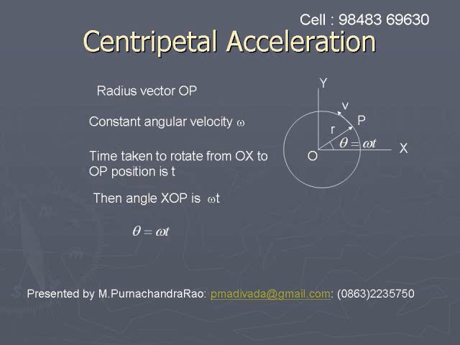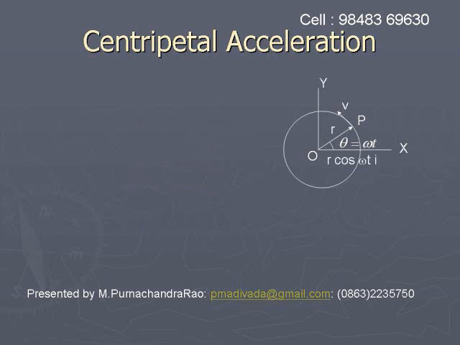Now the radius vector r can be expressed in two components, with Ox as the x-axis and Oy as the y-axis. The component along the x-axis is r cos omega t i. The component along the y-axis is r sin omega t j. So the vector r can be written as r cos omega t i plus r sin omega t j.